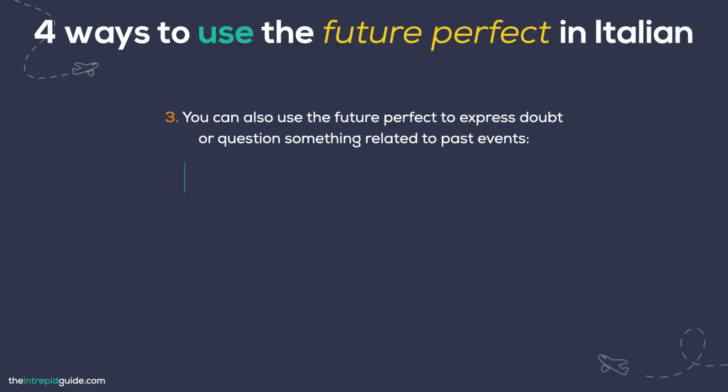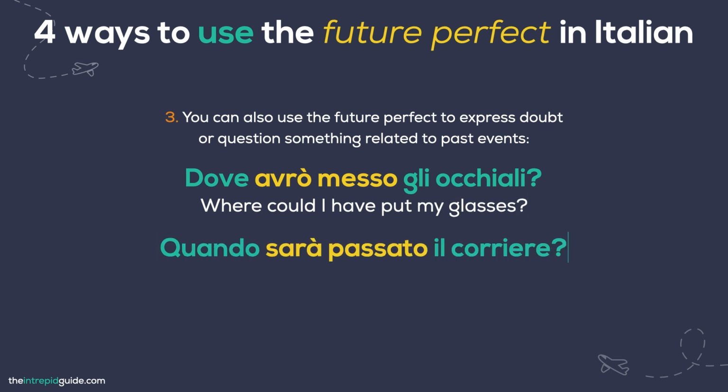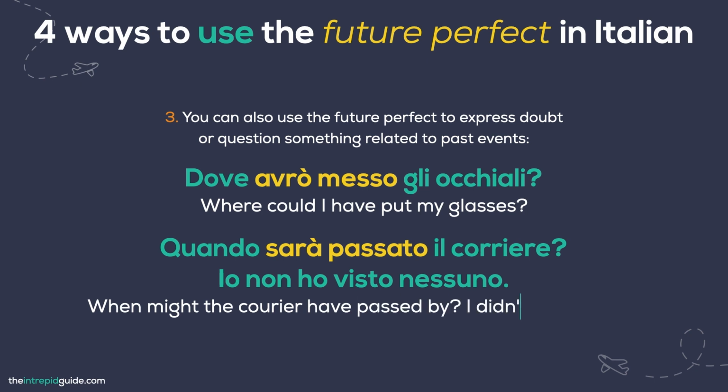You can also use the future perfect to express doubt or question something related to past events. For example, Dove avrò messo gli occhiali? Where could I have put my glasses? Quando sarà passato il corriere? Io non ho visto nessuno. When might the courier have passed by? I didn't see anyone.